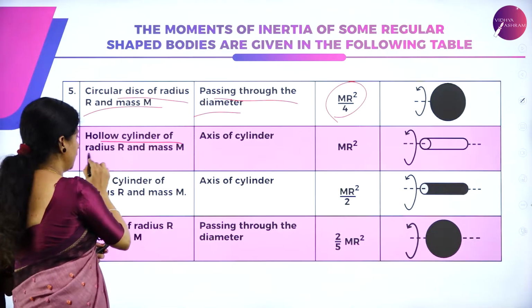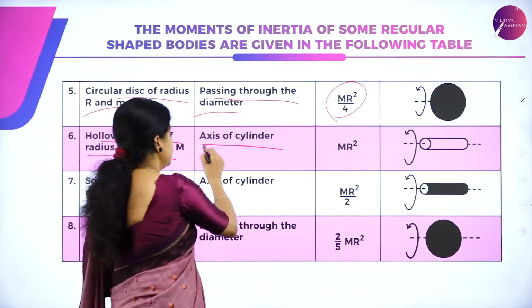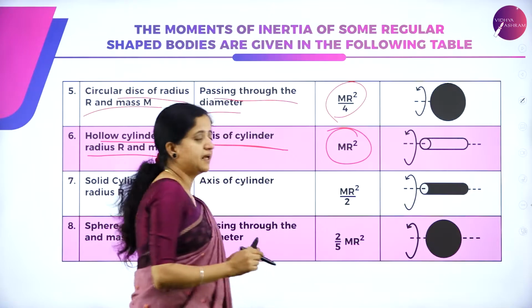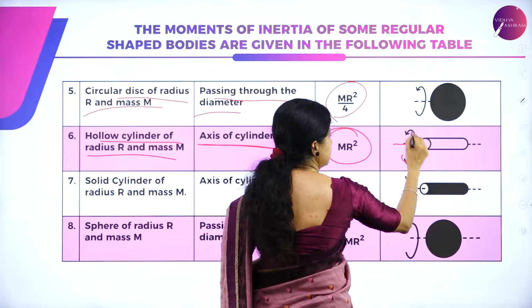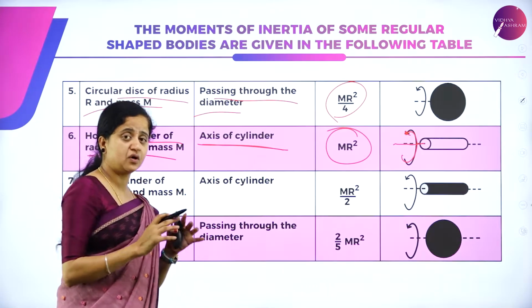And now we are considering a hollow cylinder of radius r and mass m, and the axis of rotation is nothing but the axis of the cylinder, then the formula is given by mr square. You can observe the axis of rotation is the axis of the cylinder, then the formula is mr square. This is in case of a hollow cylinder.